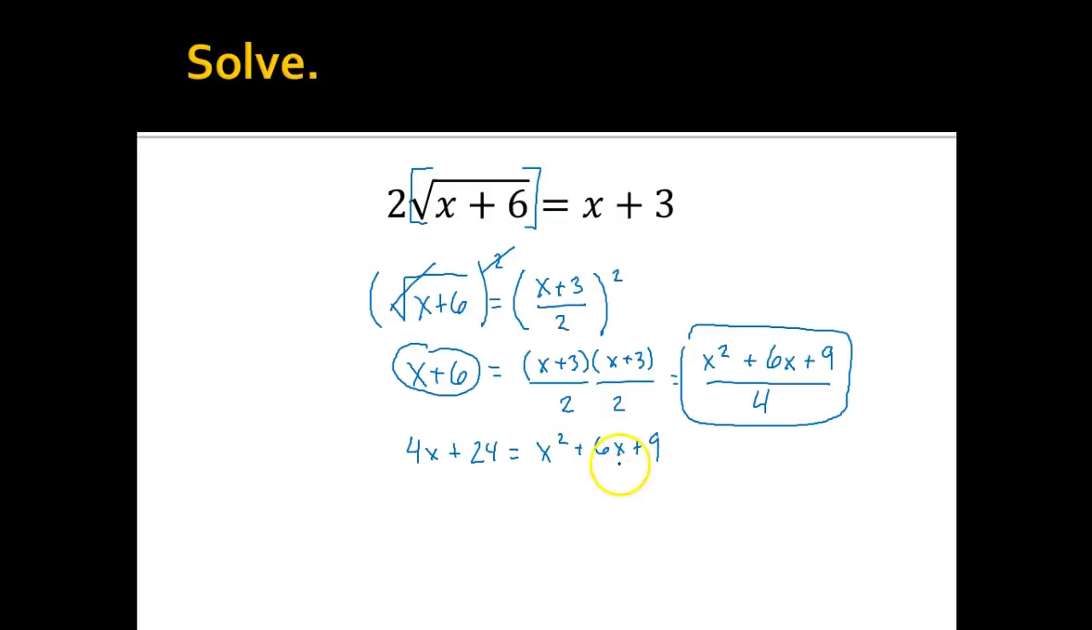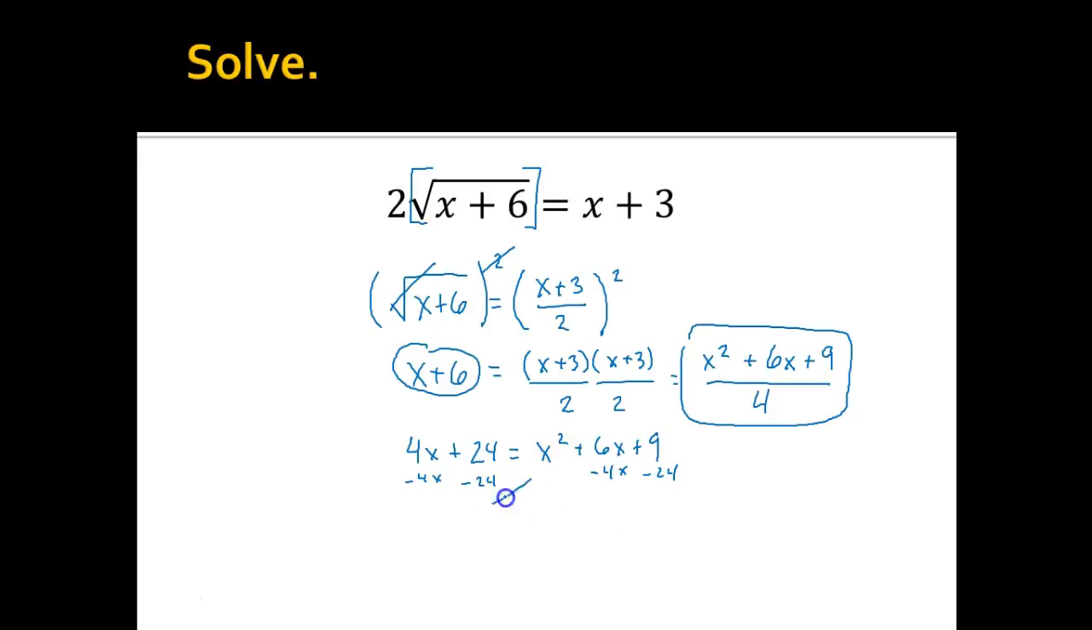Okay, now I want to get everything moved over. Now notice what happened. We started out our equation with x's to the first power, but one of them was in the square root. And so when I squared, that meant that the x plus 3 got squared. And so now this is a quadratic, and we're going to get two answers. So I'm going to subtract 4x from both sides, and I'll also subtract 24 from both sides. So I get everything equal to 0.